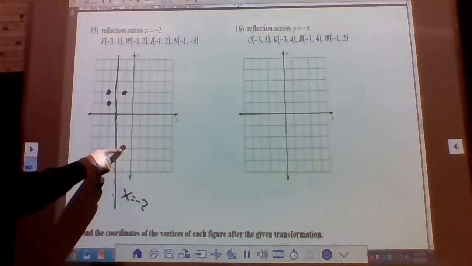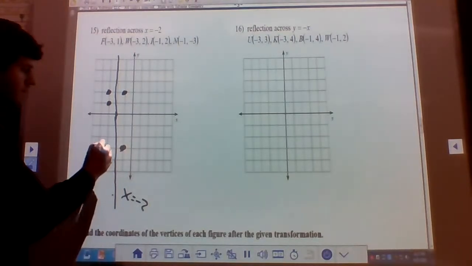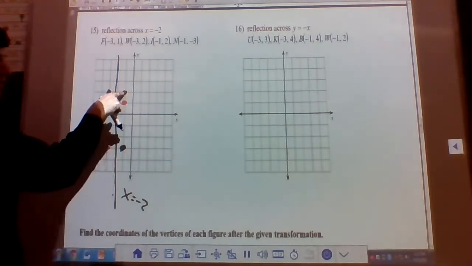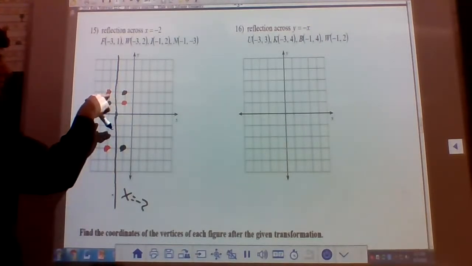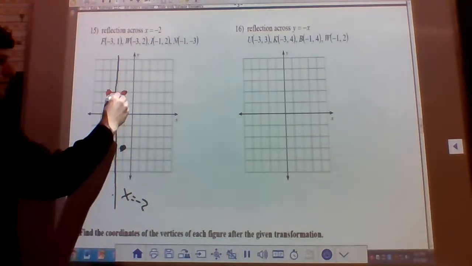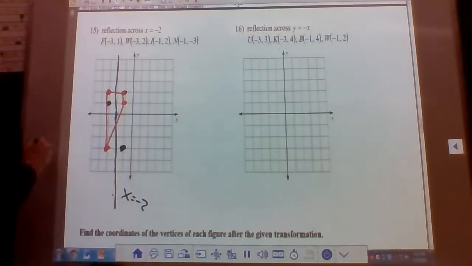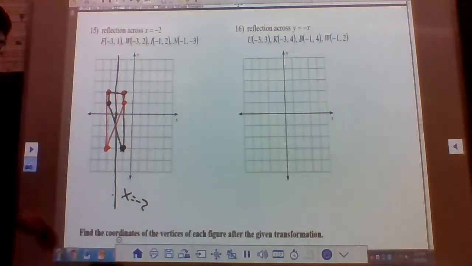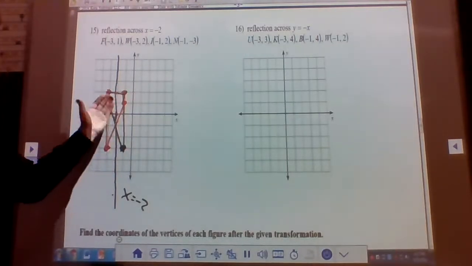Okay, so if we want to reflect across the line x equals -2, we've got to swap them out. So this point right here is 1 to the right, so we need to go 1 to the left. This point is 1 to the left, so we need to go 1 to the right. This is 1 to the right, so we need to go 1 to the left. This is 1 to the left, so we need to go 1 to the right. Okay, so that's our new figure. There's our original. Okay, so they're really close, but they're reflected over the line.